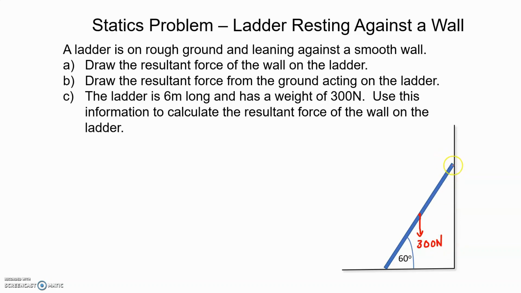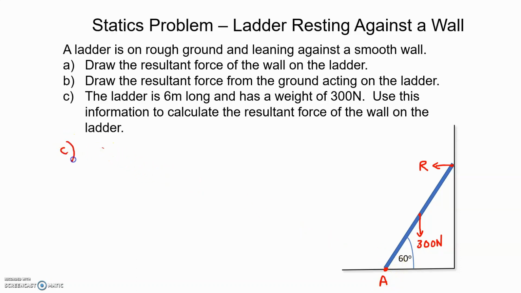Then we've got the resultant force acting on the ladder at the top of the wall, which we drew in for part A. It's still a smooth wall, so there is no friction. It says calculate, and we're trying to calculate that force R. The way that we can do this is by taking moments from this point here. We'll call that point A.